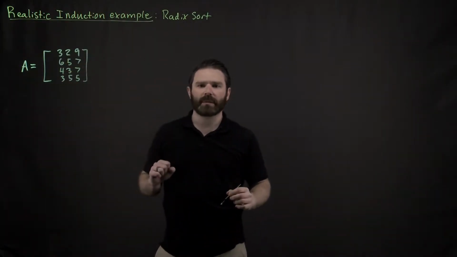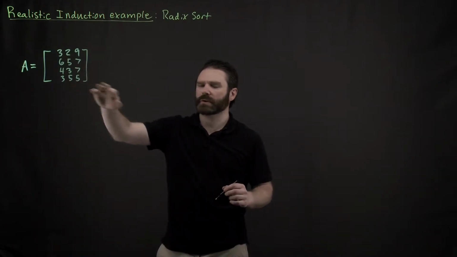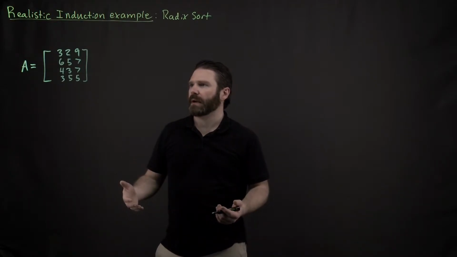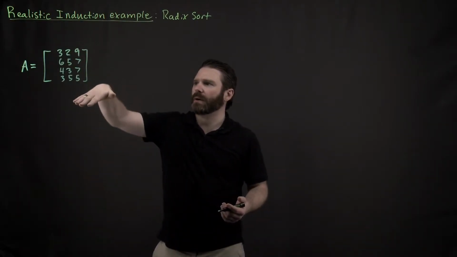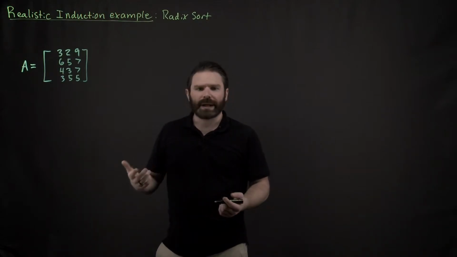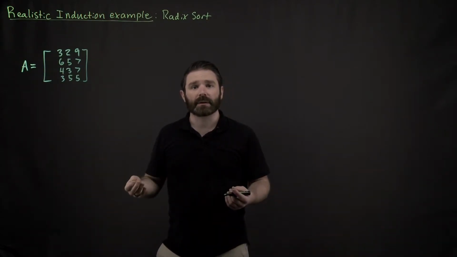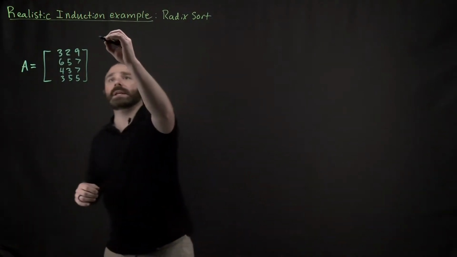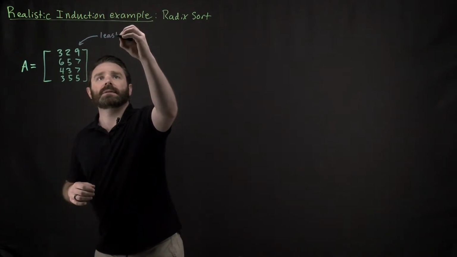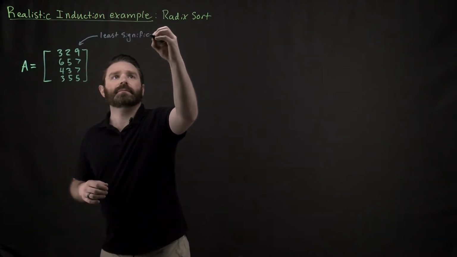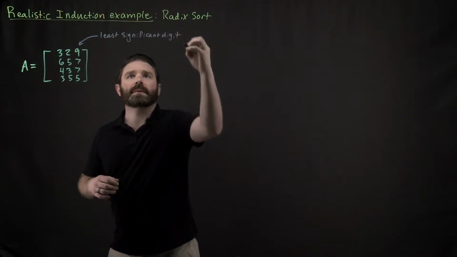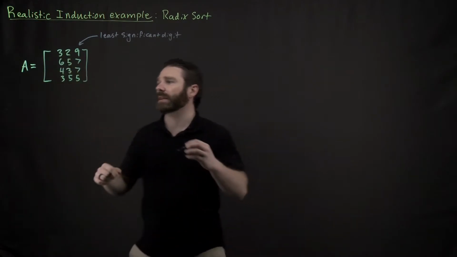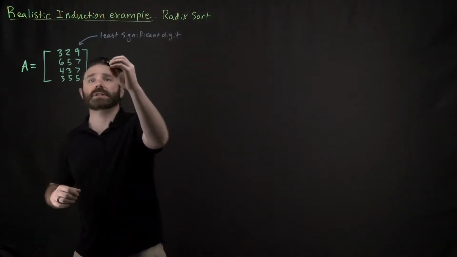So here's our array of numbers. We have a 329, 657, 437, 355, etc. And we want to be able to sort these in ascending order. So what radix sort does is it considers the most and least significant digits. In particular, in this example, this is the least significant digit over here. It's the one farthest to the right, whereas that first one right there is the most significant digit.